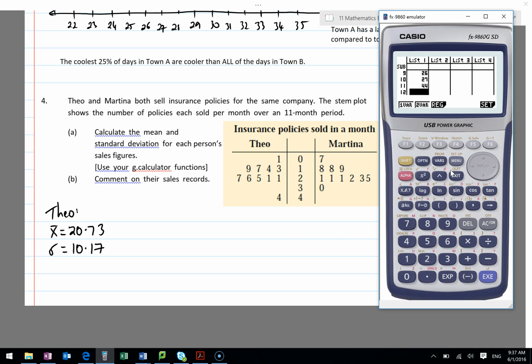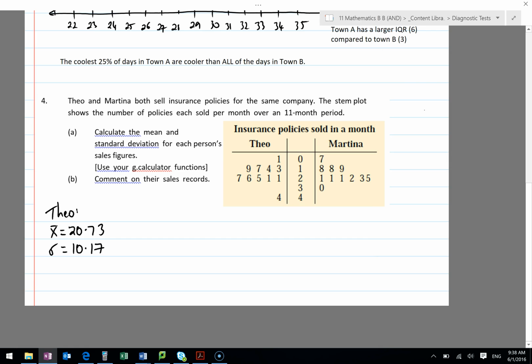I'll do the same thing for Martina. Okay, she's got more scores, but it's okay. We'll just set it exactly the same. Okay, I get 20.45 and 5.36. Okay, so this is Martina. So that's part A complete.